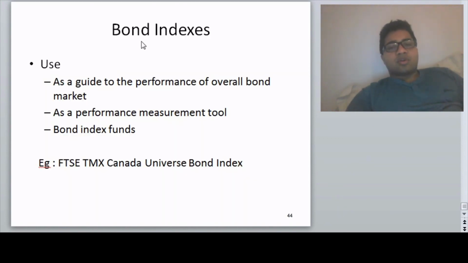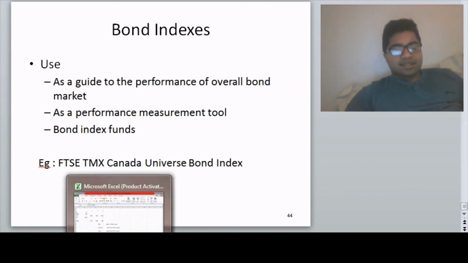Last part, bond index funds. Bond index funds are similar to what we have in the stock market. So we have the S&P 500, the Dow Jones. So you have bond indexes. Bond indexes can be used to gauge the performance of the overall bond market as a performance measurement tool and to construct bond index funds. For example, the FTSE TMX Canada Universe Bond Index Fund is an example.